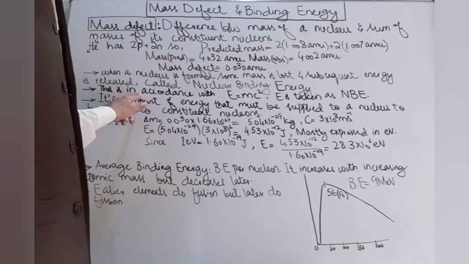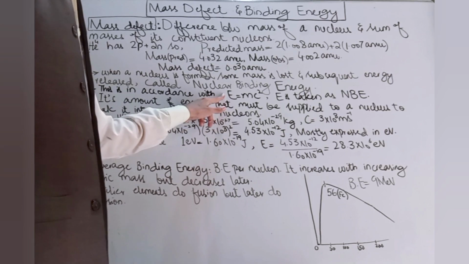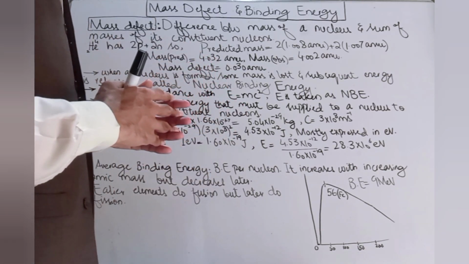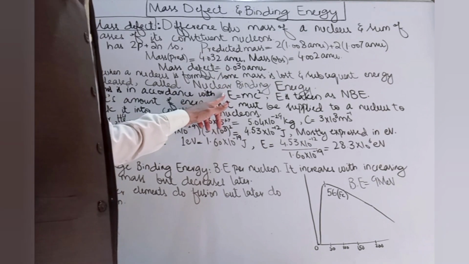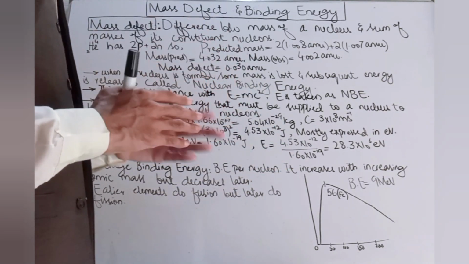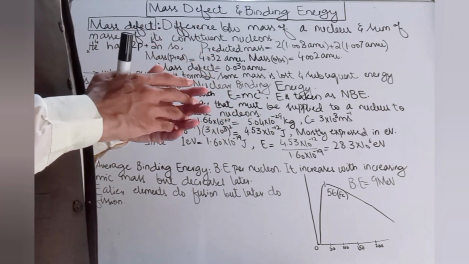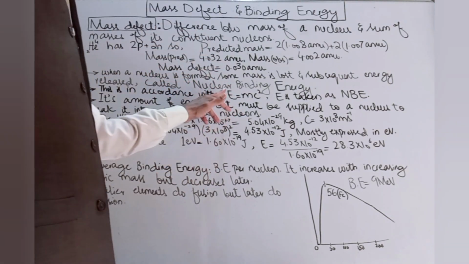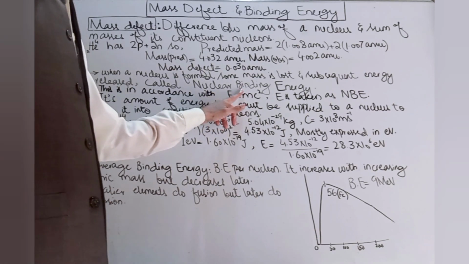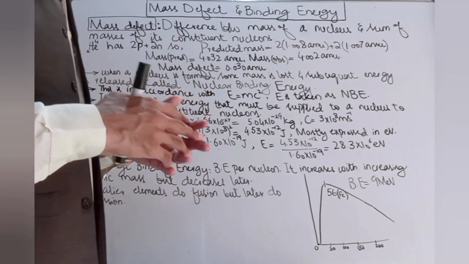This is in accordance with E = mc². This is Einstein's mass-energy interconversion equation, because this equation shows that mass and energy are interconvertible with each other. So mass defect and binding energy are in accordance with E = mc², where E is the binding energy, m is the mass defect, and c is the speed of light, or the velocity of light in vacuum.